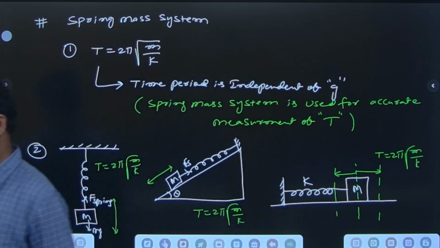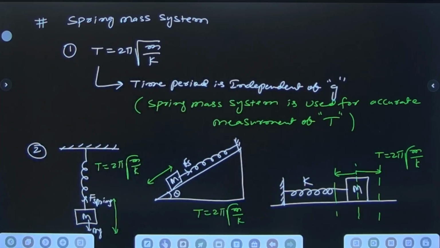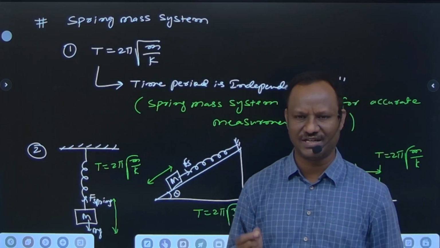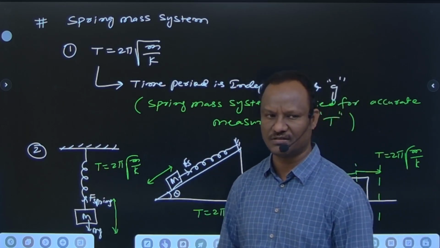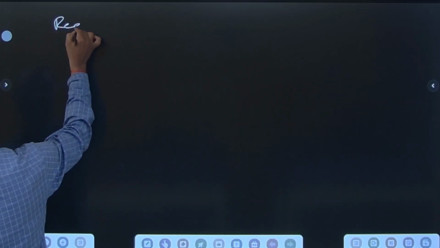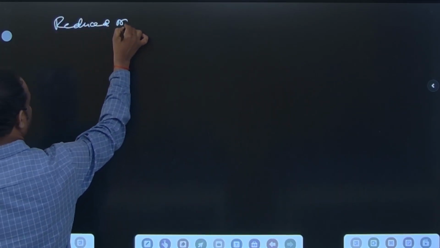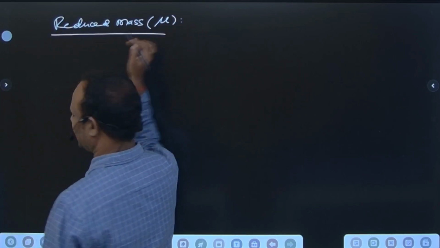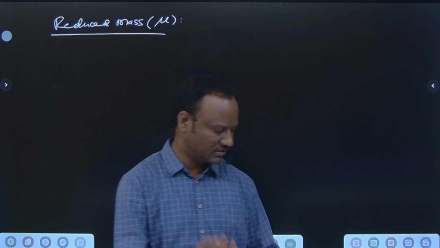It is independent of this. So in different situations, when it is suspended and when it is oscillating on an inclined plane, the time period is the same. Next, what is the concept of reduced mass? For the reduced mass, generally we denote it as mu. We'll discuss its proofs later.